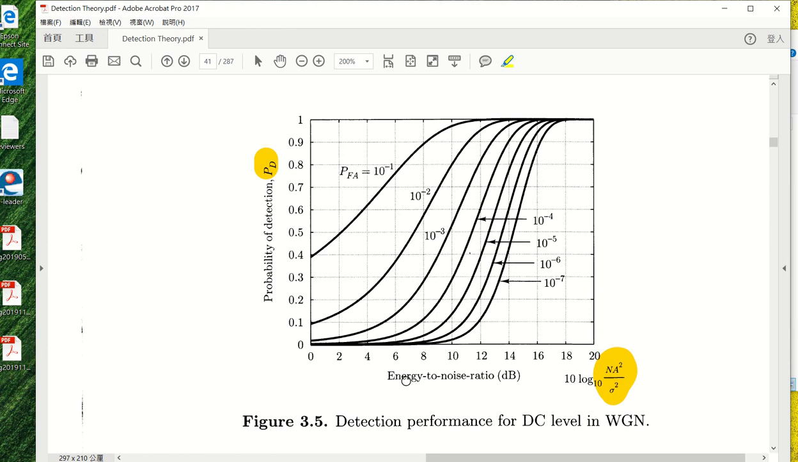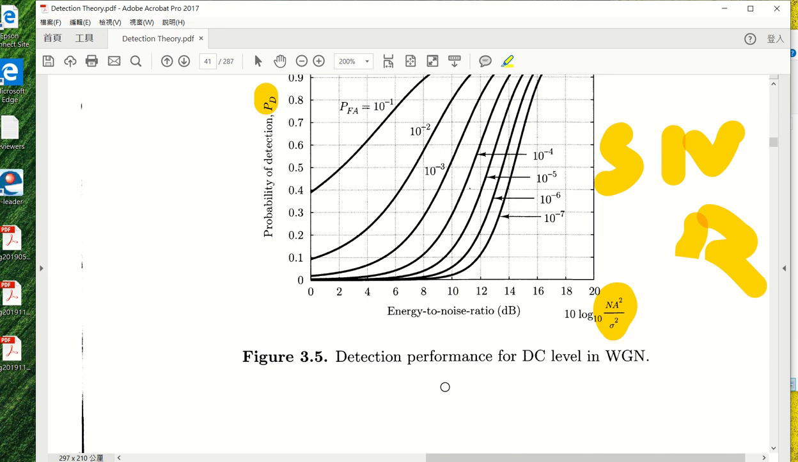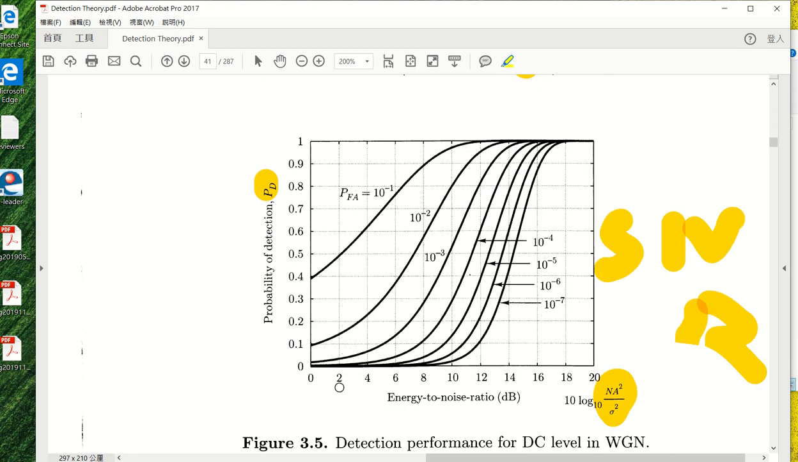Sometimes we call it signal to noise ratio. Sometimes we also call it SNR. We call it signal to noise ratio. Okay, SNR. 所以 okay, so this is sort of a PD versus SNR.